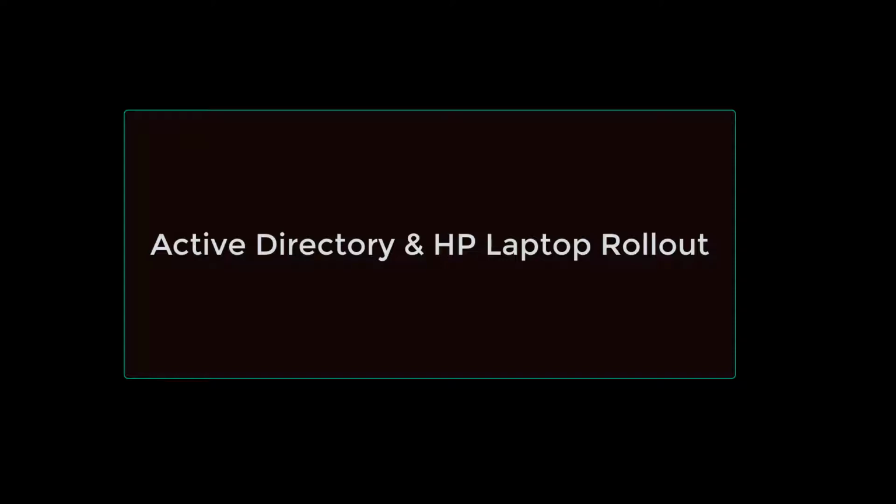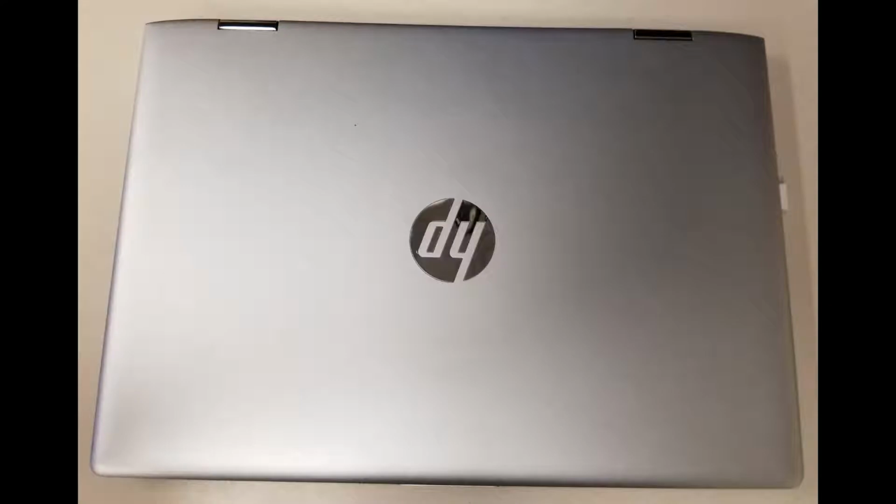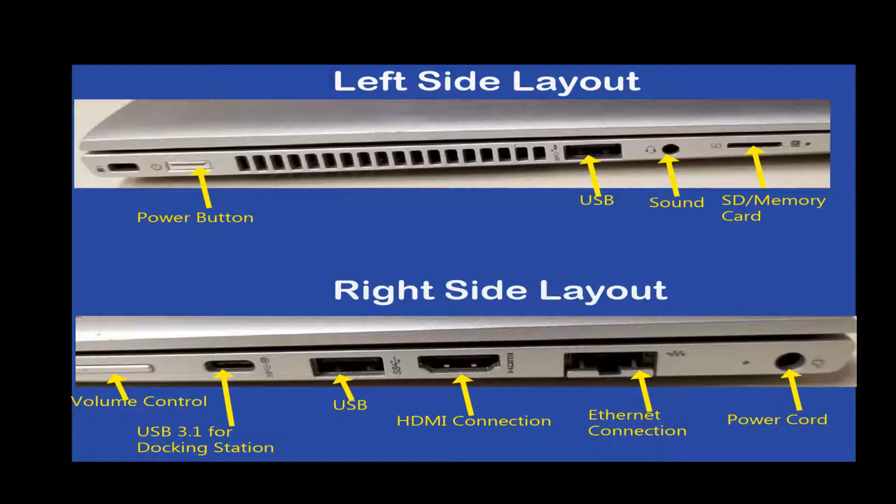Today we will review the key components of the new HP 450 ProBooks CPS teachers will receive beginning in October. There are a couple of differences between your new HP and our previous Yogas. The power button is now on the left side, along with a USB, headphone jack, and SD memory card slot. On the right side, you will find your volume controls, a USB 3.1 for your docking station, a standard USB, the HDMI and Ethernet connections, and the plug for the power cord.